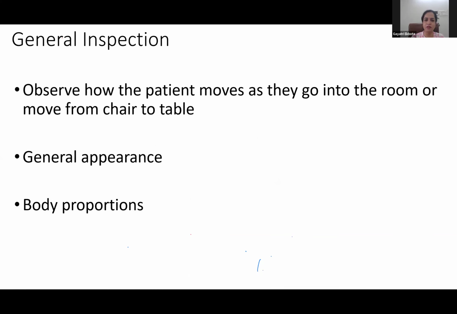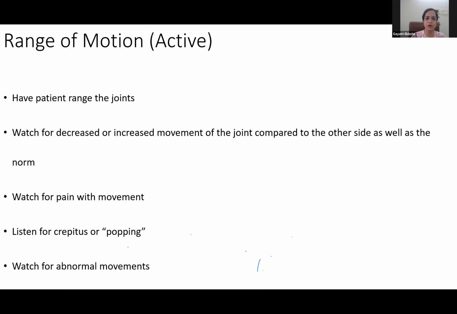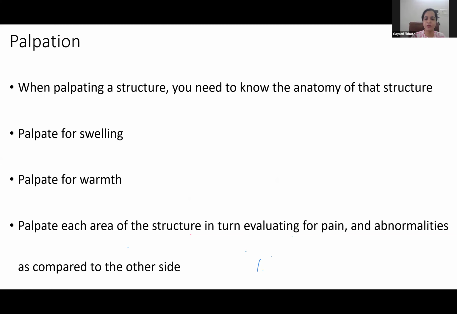So the examination is like your usual systemic examination. You have to do inspection, then you have to look at the asymmetry, swelling, deformities, atrophy, erythema. Then you have to look at range of motion, both active and passive range of motion. You have to see for pain, crepitus, any popping, any abnormal movements. Okay. Then palpation, when you palpate a structure, you need to know the anatomy of the structure you are palpating.